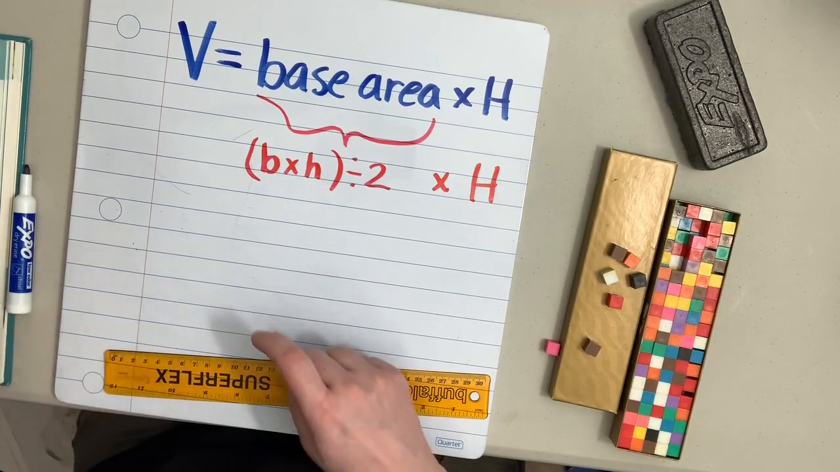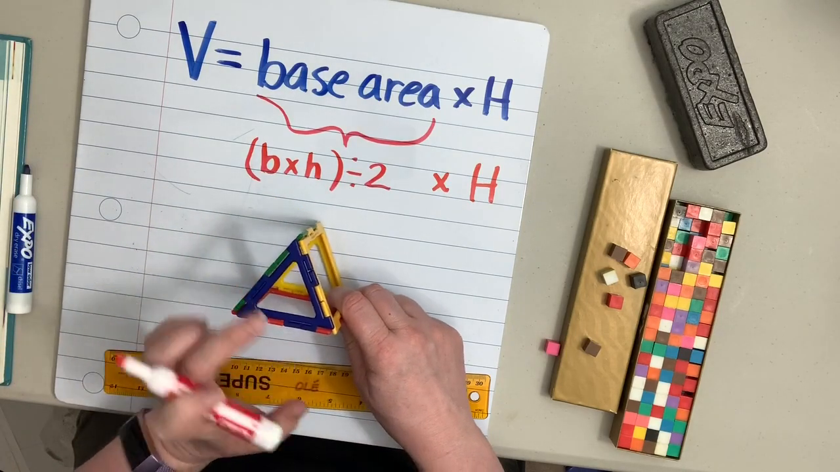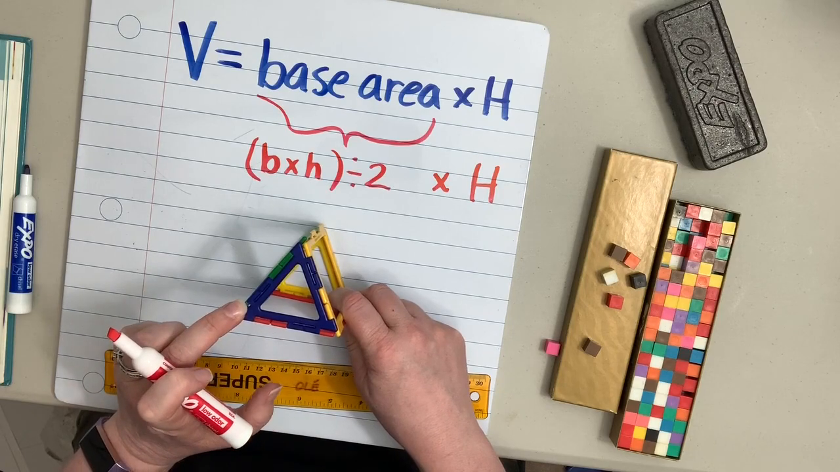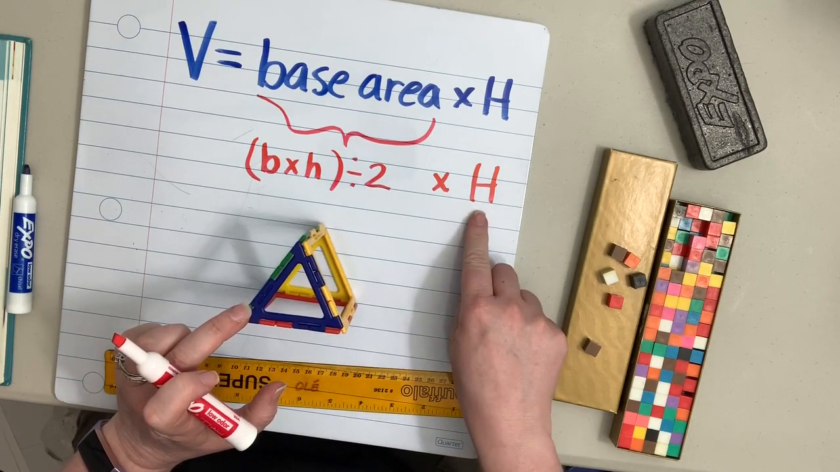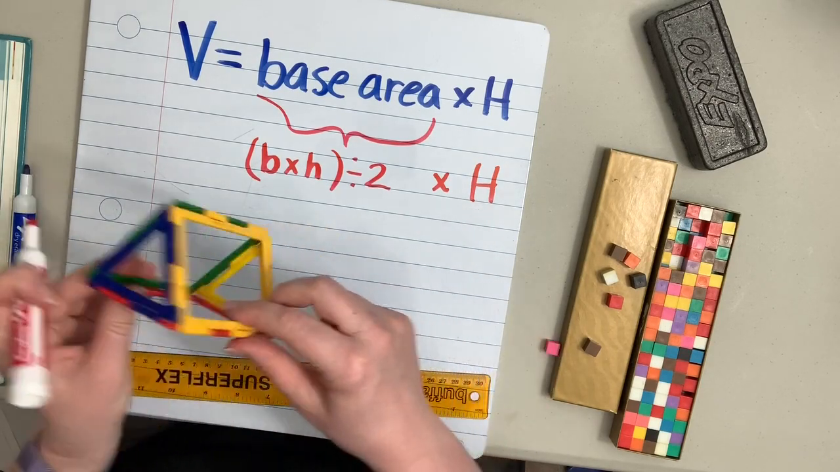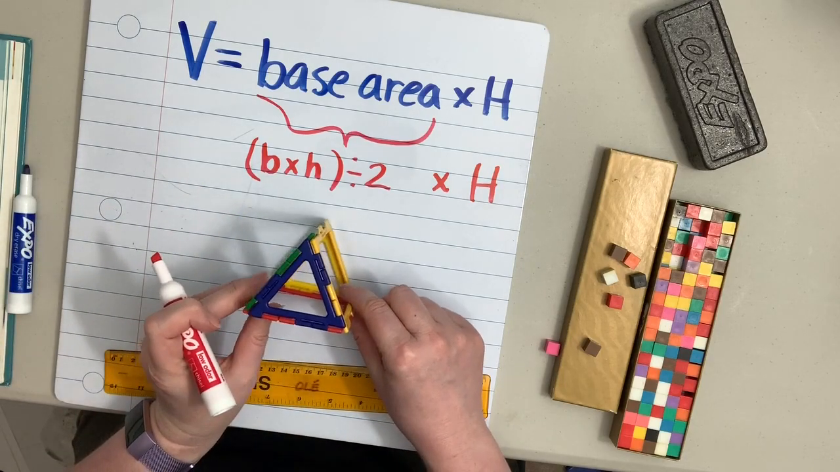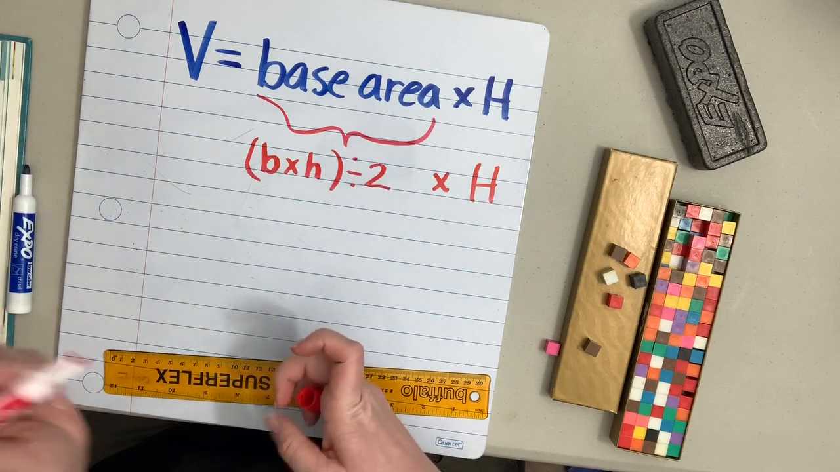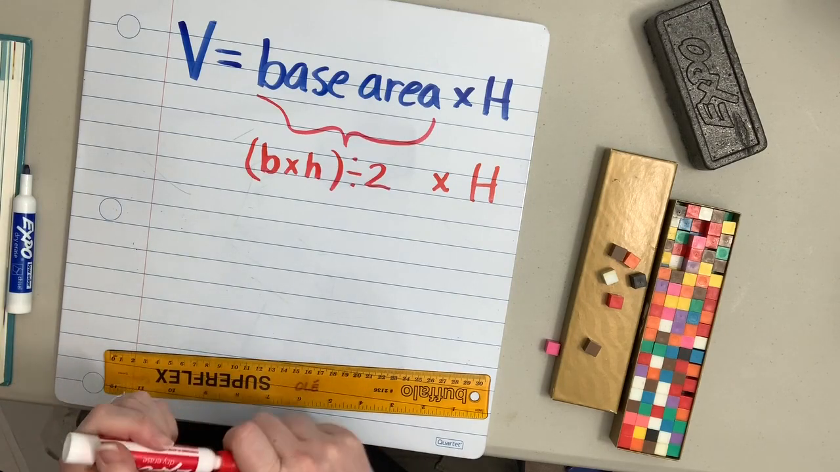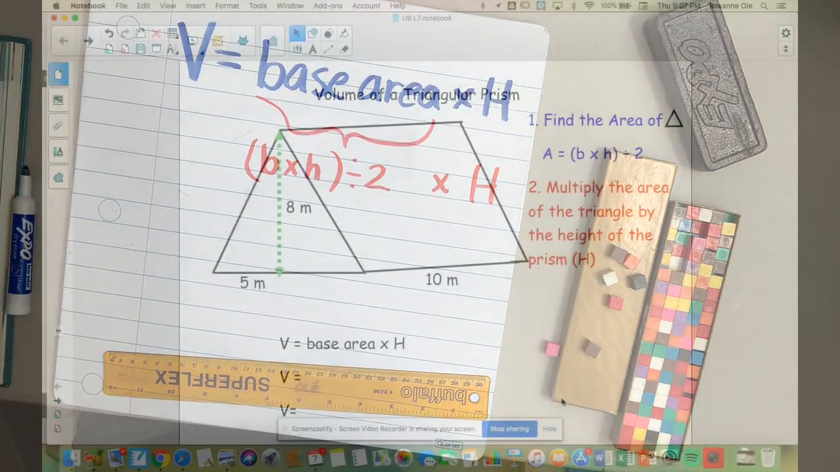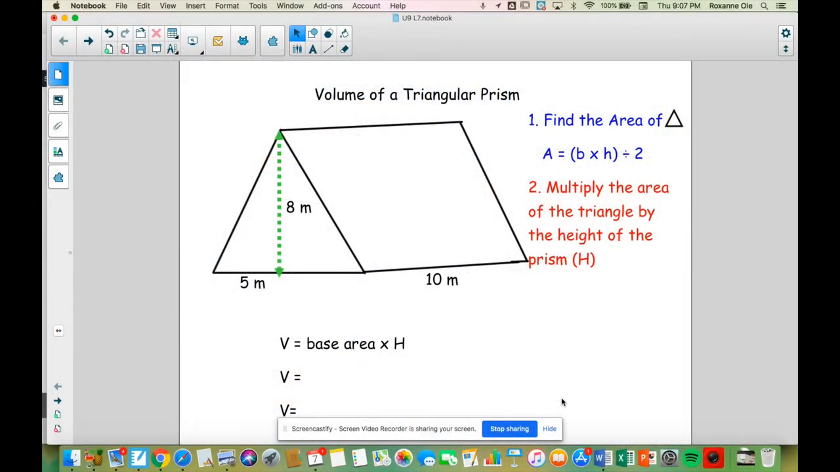This lowercase h is referring to the height of the triangle because we're just trying to figure out the area of the triangle first. This uppercase H is referring to the height of the prism, so that would be this line here. So anytime we're trying to find out the volume of a triangular prism, this is the formula that we would use. Okay, now that we've done some visuals, we're going to do some on paper.